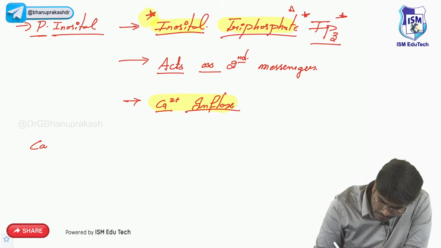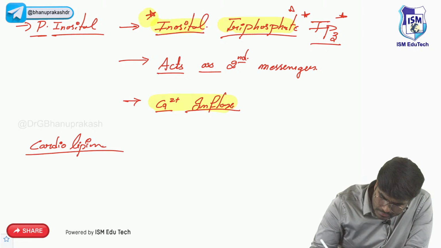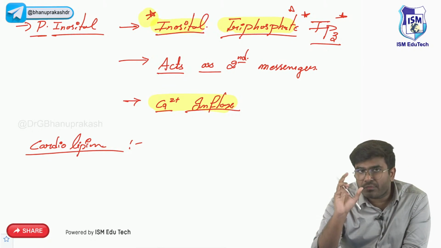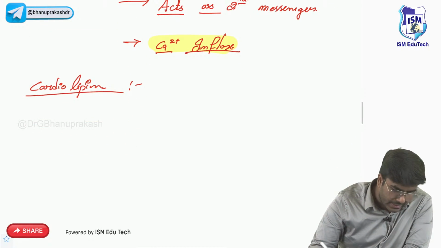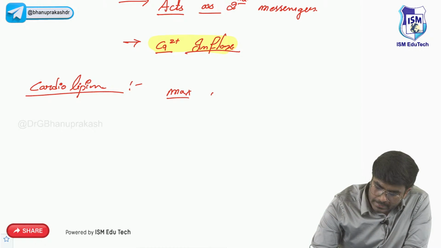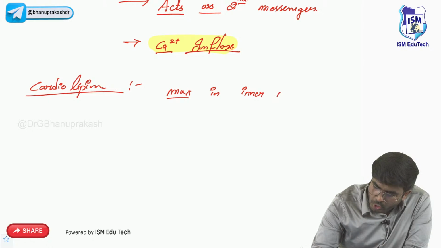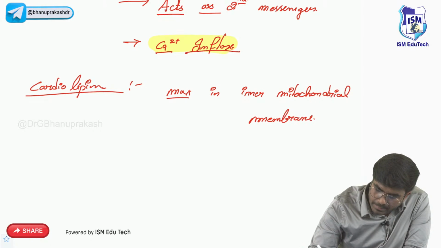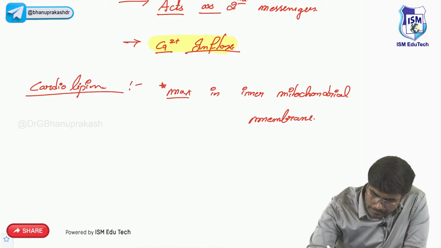Okay, let me write it down here. Cardiolipin. This cardiolipin is a phospholipid, right? Where is it maximally present? This is an MCQ. The maximum amount of cardiolipin is present in the inner mitochondrial membrane. Okay, it is present maximally in the inner mitochondrial membrane.